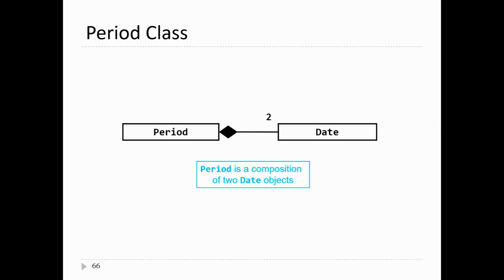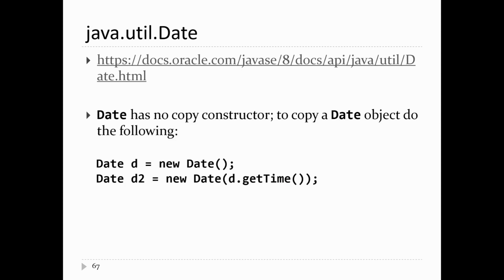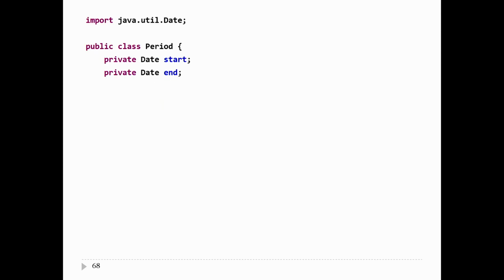If you return a reference to one of the internal date objects, or if you end up sharing a reference to one of the internal date objects, then you have a broken composition, right? You don't actually have a true composition. So let's just quickly scroll through. We've actually looked at most of the implementation already. So there's our period class, right? It has a start time and an end time, represented using two date objects.